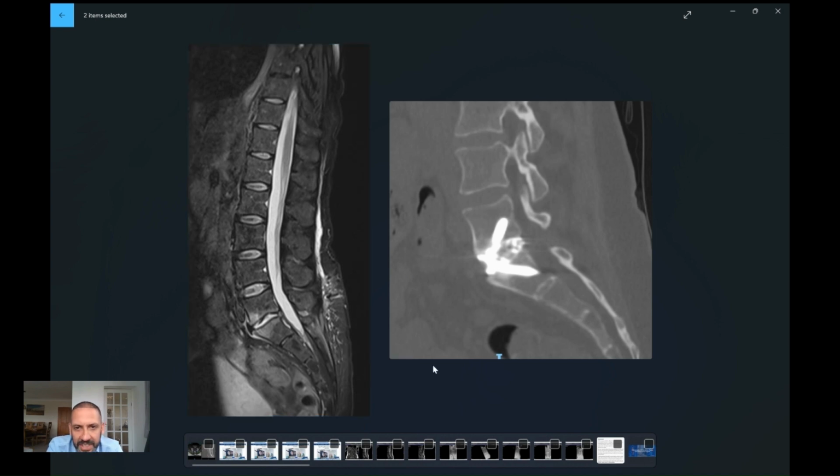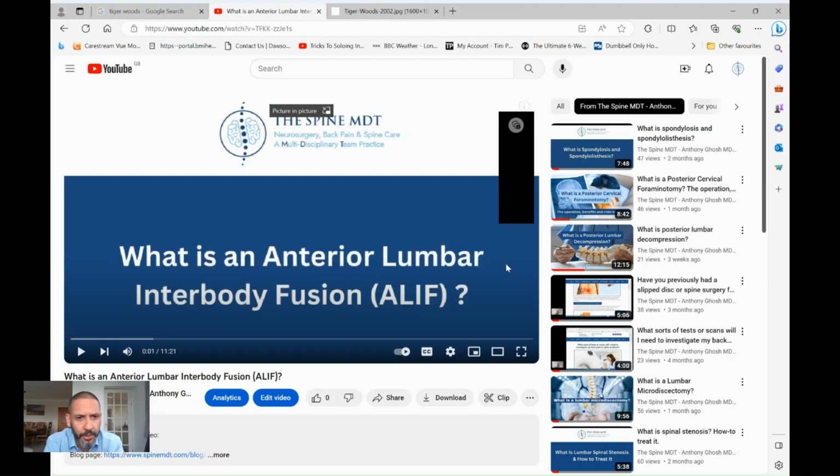There are different ways to fuse up the spine, going in through the back of the spine or going in through the front. One of the factors believed to be beneficial in the spine community, especially in the first paper I showed you, is to go in through the front, just as Tiger Woods had, because you don't disrupt any of the muscles at the back that support the spine. So that operation is called an anterior lumbar interbody fusion, or ALIF.